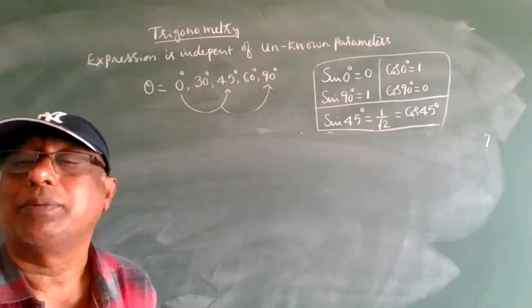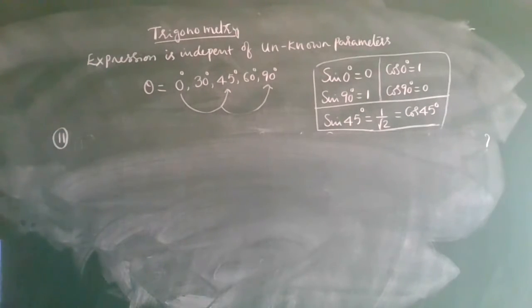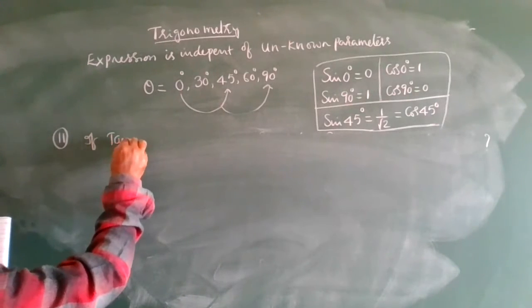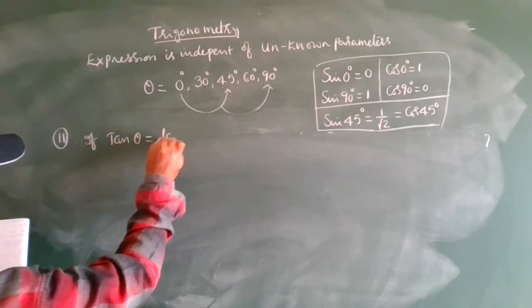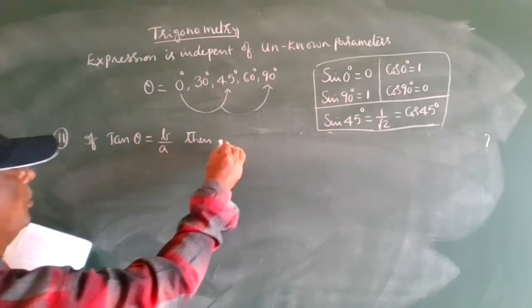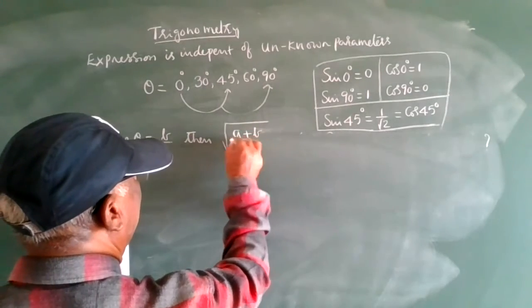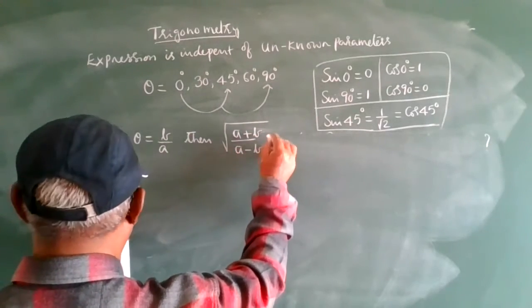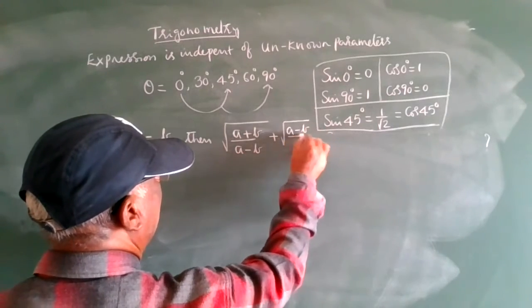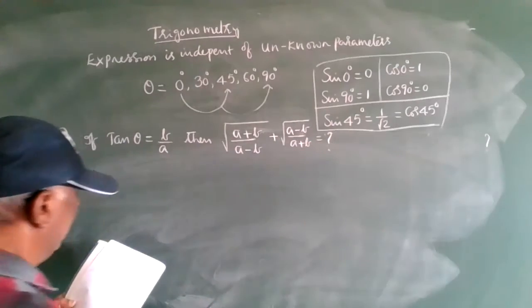Everyone observe the 11th problem. If tan theta is equal to b by a, then the value of root over (a minus b by a plus b) plus root over (a plus b by a minus b) is required.